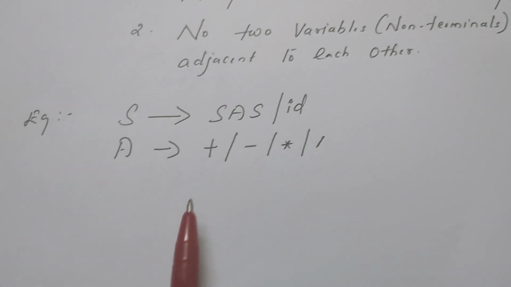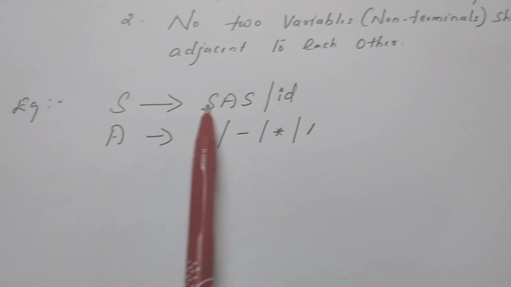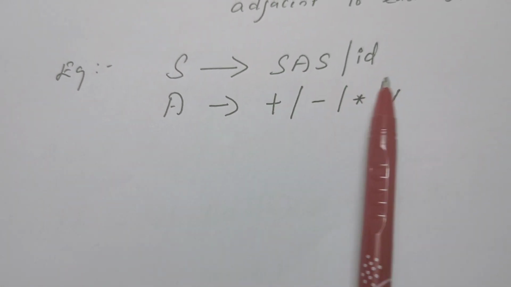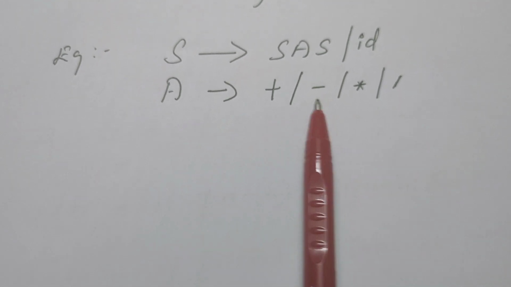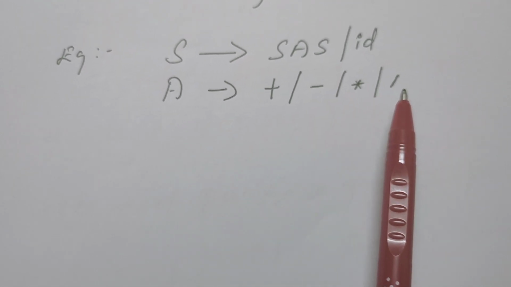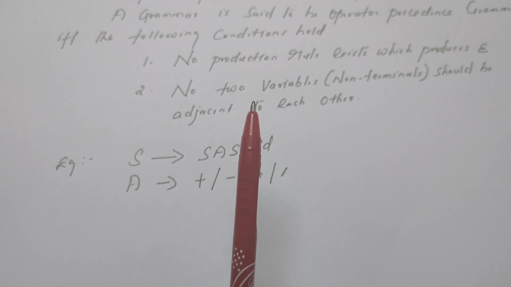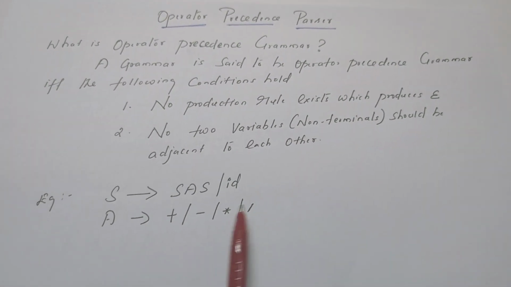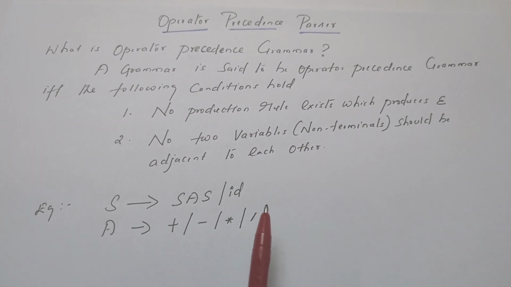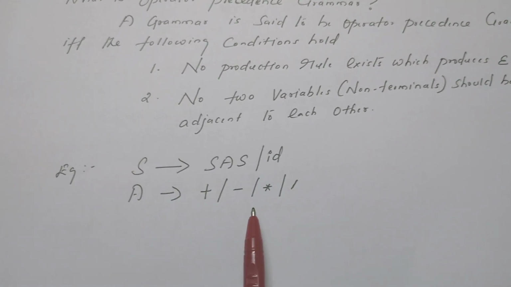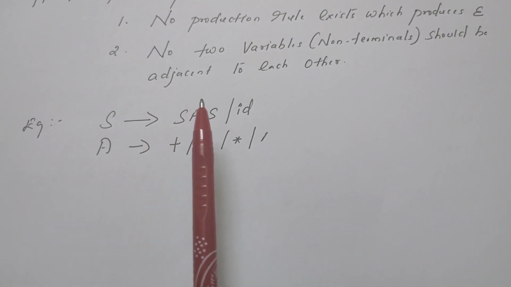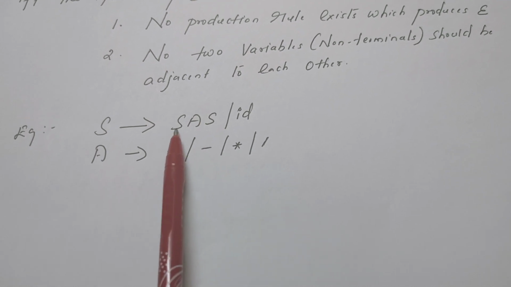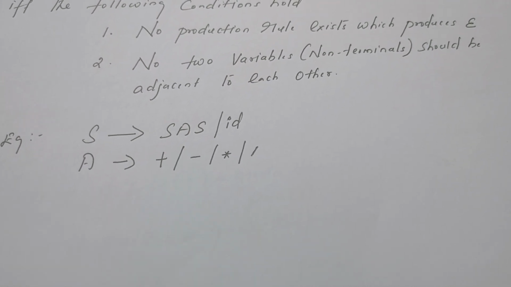In this example, S derives SAS, S derives ID, and there is a definition for A: A derives plus or minus or star or slash. As per the first rule, there is no epsilon on the right hand side. So the first rule is true. What about the second rule? The second rule says that there should not be variables adjacent to each other. But there are variables adjacent to each other.